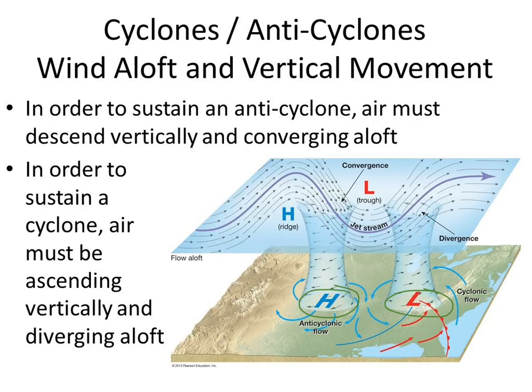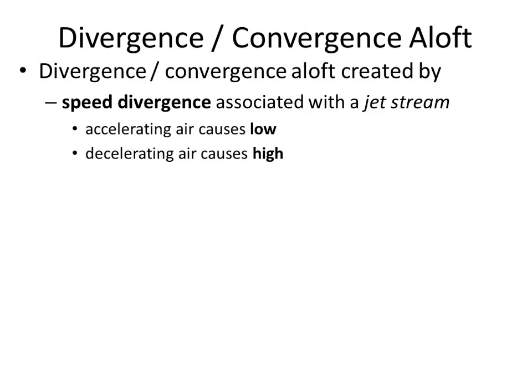So we actually sort of talked about this. Here you see your high is being fed, and here you see your low, where we said the air has to rise to keep it there. And up at upper elevations, this is showing you how you get the air coming down to sustain a high, or how you get the air going up to sustain a low. And one way is by speed divergence.